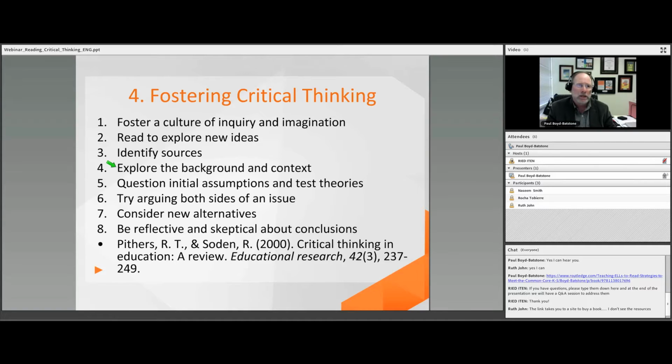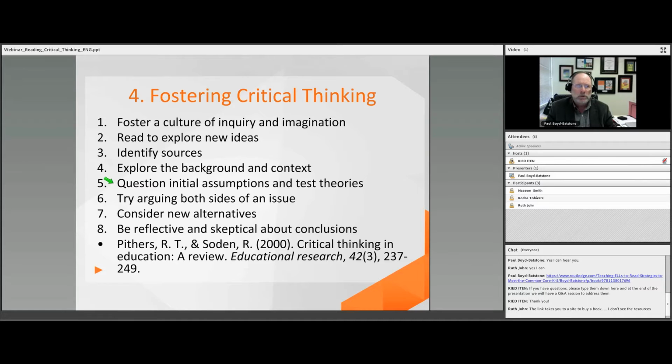Along those same lines is exploring the background and context of an issue. And this is more than just identifying sources, but if we're getting back to this idea of studying Mars, that whole concept of where did we get the notion of Mars? Why did we call it Mars? What did Greek gods have to do with this? Where's the context for what we're thinking?